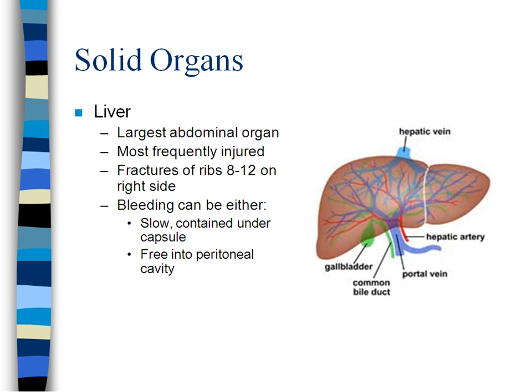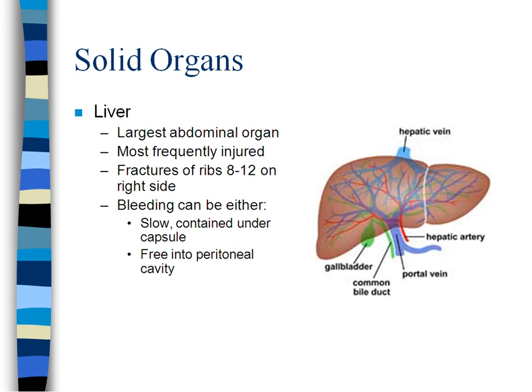Okay. Solid organs. Liver is the largest abdominal organ. It is the most frequently injured. Okay. Fractures of ribs 8 through 12 on the right side, and bleeding can be a couple of things. Okay. So bleeding can be either freely into the cavity, or it can kind of be encapsulated. Okay, and then it's a slower bleed because there's more pressure. It doesn't bleed kind of as free flowing. Okay, so am I bleeding kind of into my liver, or did I split my liver in half, so to speak? Okay, those are exaggerations, but you understand what I'm saying, right?